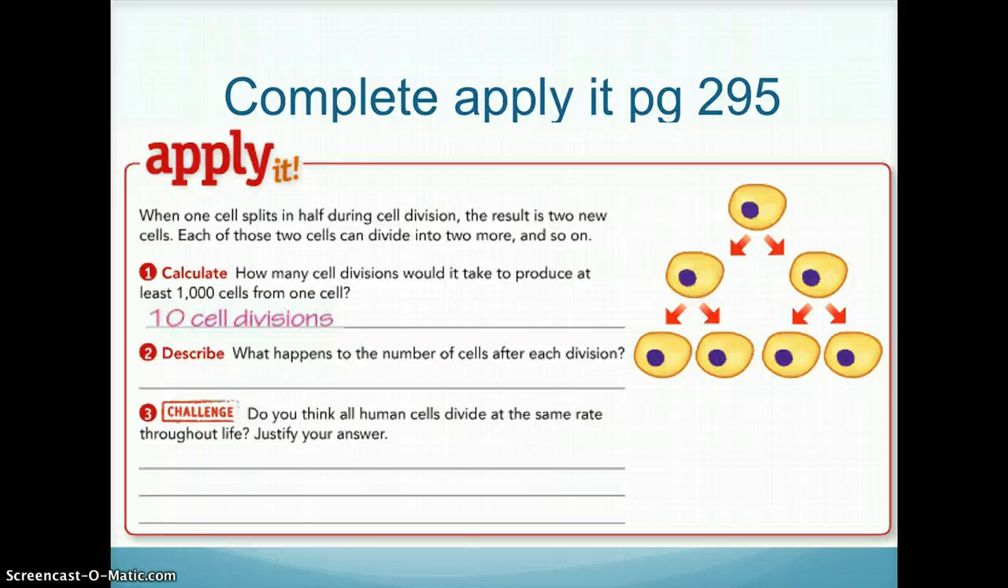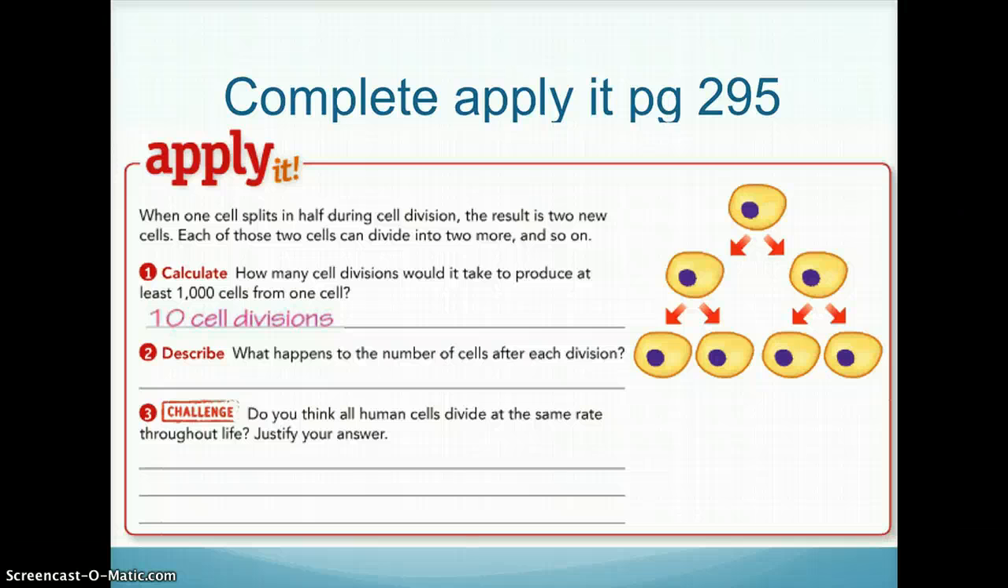Therefore, it would take 10 cell divisions to produce at least 1,000 cells, because after one division, there will be two cells. After two divisions, there will be 4 cells. After 3 divisions, there will be 8 cells. After 4 divisions, there will be 16 cells. After 5 divisions, there will be 32 cells. After 6 divisions, there will be 64 cells.